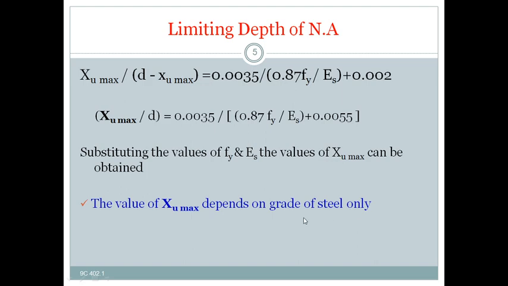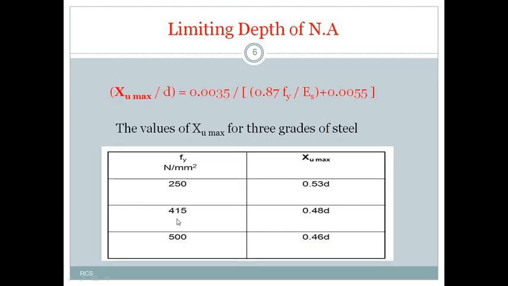By knowing the grade of steel, we can calculate XU max, that is the limiting depth of neutral axis, or maximum depth of neutral axis. So here we have different grades of steel. We have ready-made formulas for how to calculate that limiting depth of neutral axis. The final formula is XU max by D equal to 0.0035 by (0.87 Fy by ES) plus 0.0055. Here you can substitute the Young's modulus of steel, and for a particular grade of steel, we get the XU max.